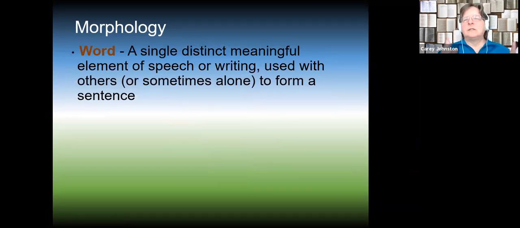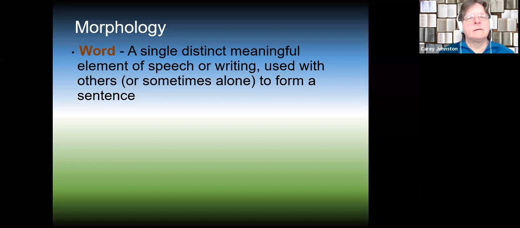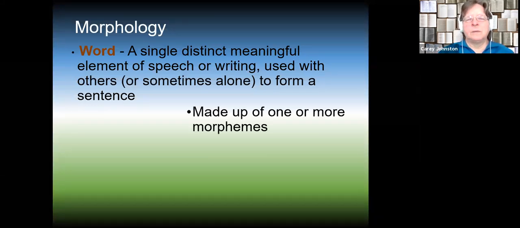A word is a single distinct meaningful element of speech or writing used with others, or sometimes alone, to form a sentence. And so we're pretty familiar with words and what those mean. A word can be made up of one or more morphemes. For instance, the word luck is a word. It's made up of one morpheme. The word lucky is also a word, but it's made up of two morphemes, luck, and then the morpheme Y, which makes it an adjective.